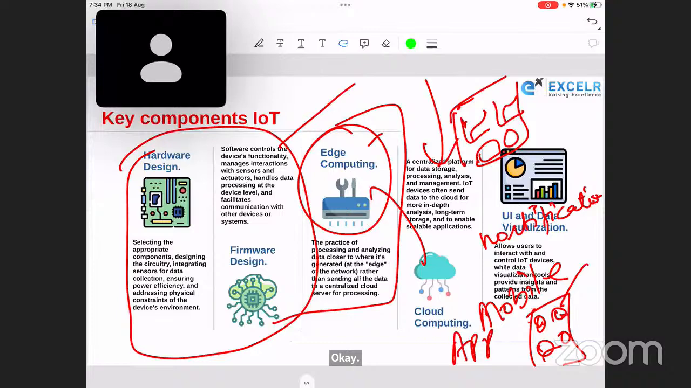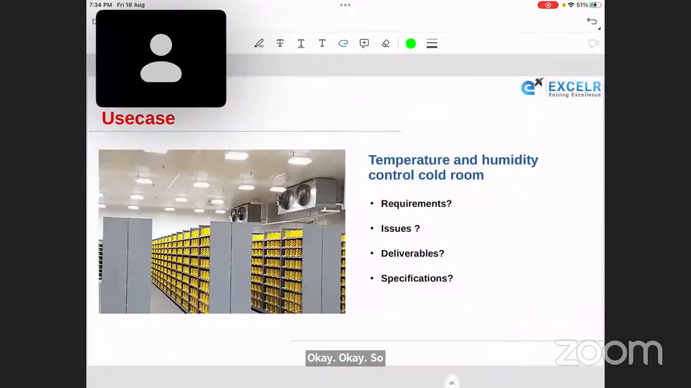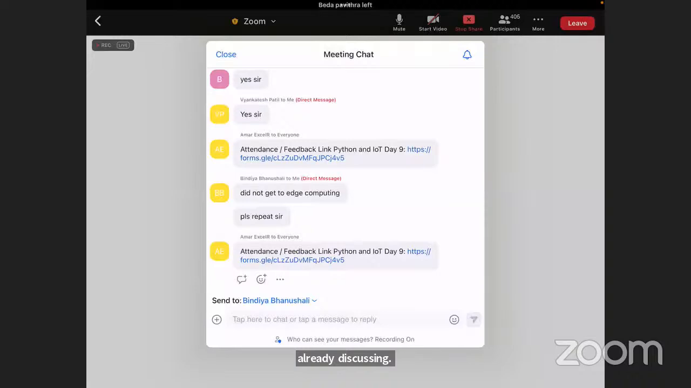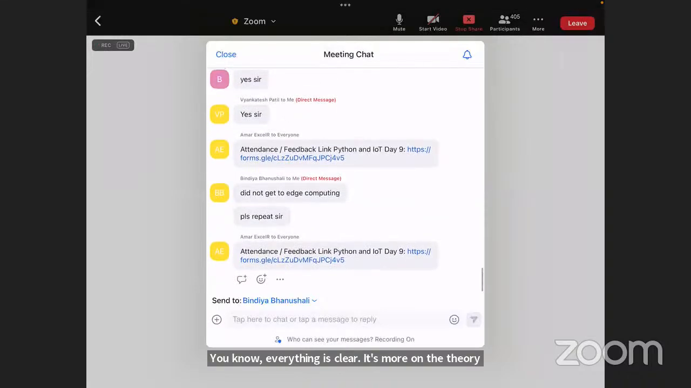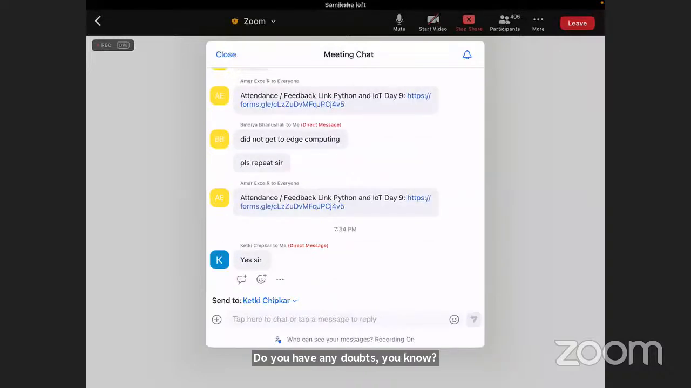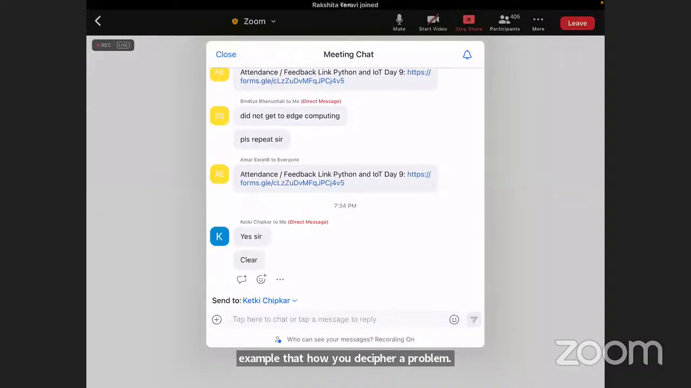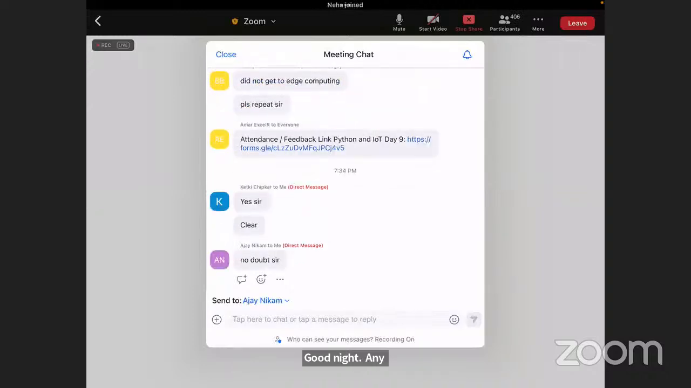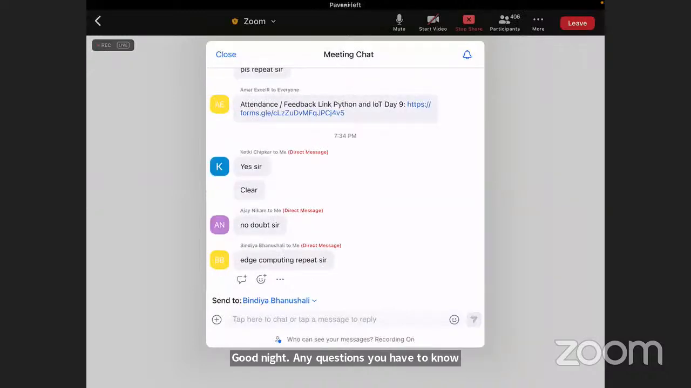Next we'll talk about a use case. I was already discussing this. So till now everything is clear? It's more on the theory part, but is it clear for you? Do you have any doubts till now? We'll go into a use case example of how you decipher a problem statement in IoT. Any questions you have till now? Good.